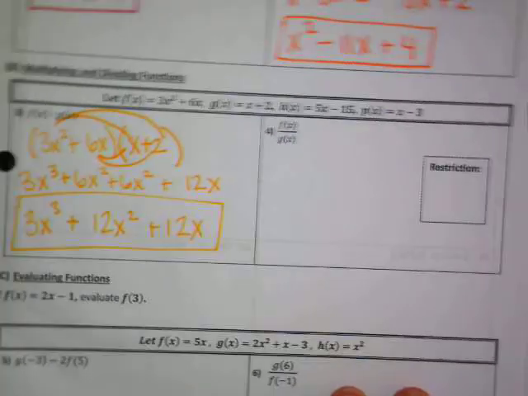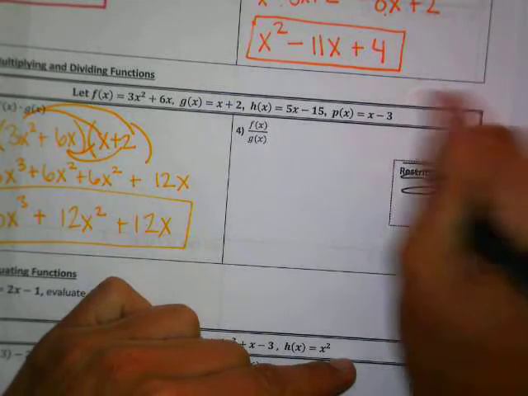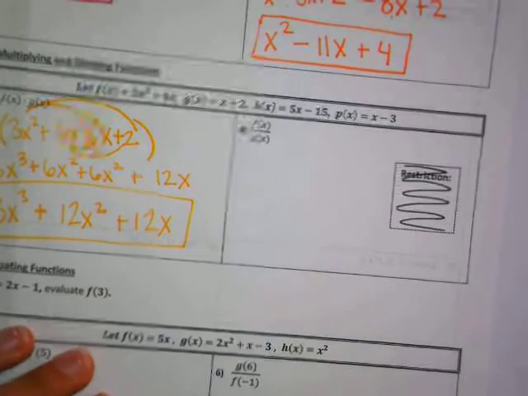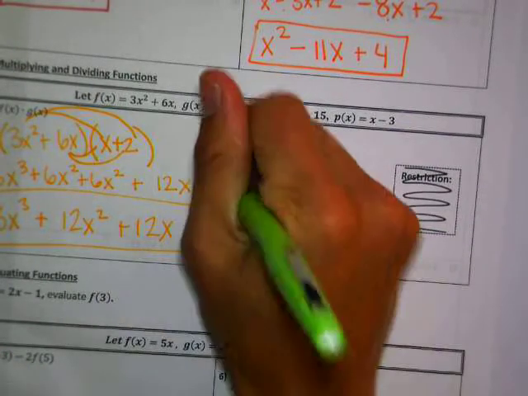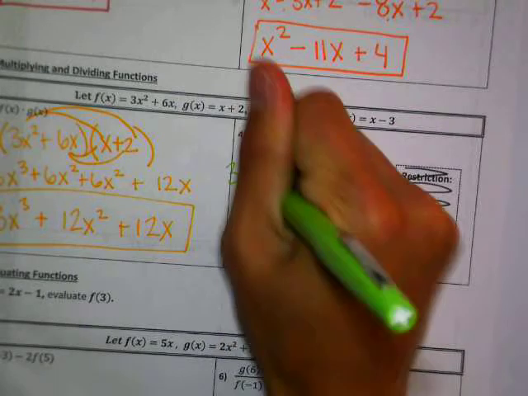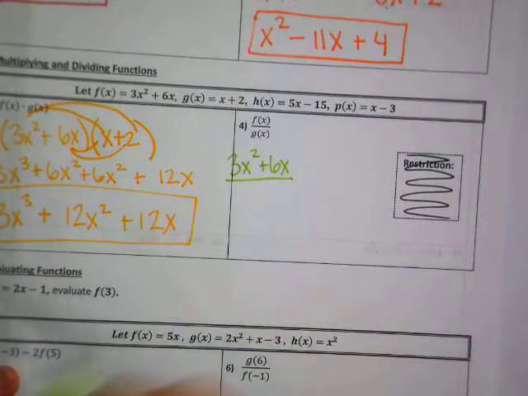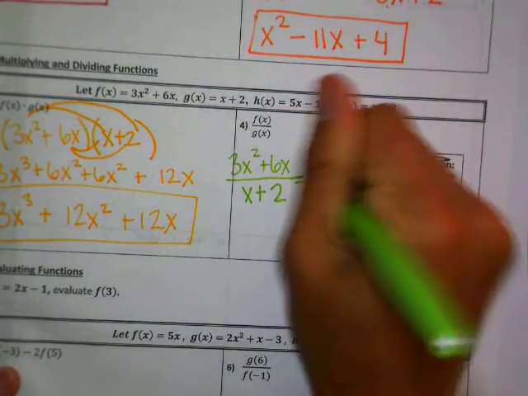All right, number 4. Ignore the restriction box. We're going to talk about that later on. We're not going to do it right now, so just ignore it for right now. All right, number 4, I am dividing. So tell me, what is my F? Very good. What is my G? x plus 2. Good.